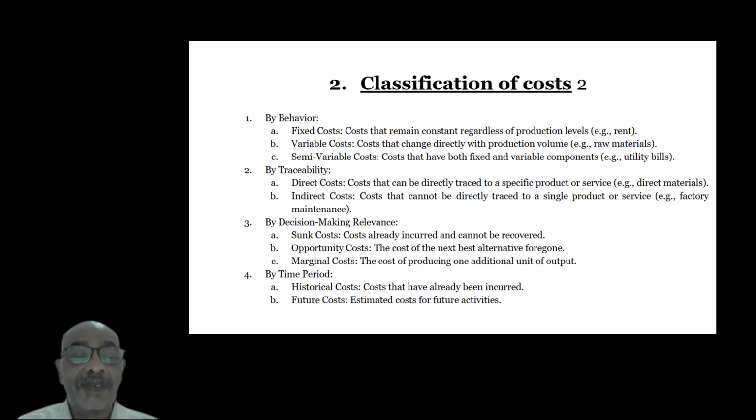By decision making relevance, meaning what is appropriate for decision making, there are 3 categories also. One is called sunk costs. Sunk cost means the drowned cost, from sink. Sunk cost is cost already incurred and cannot be recovered.